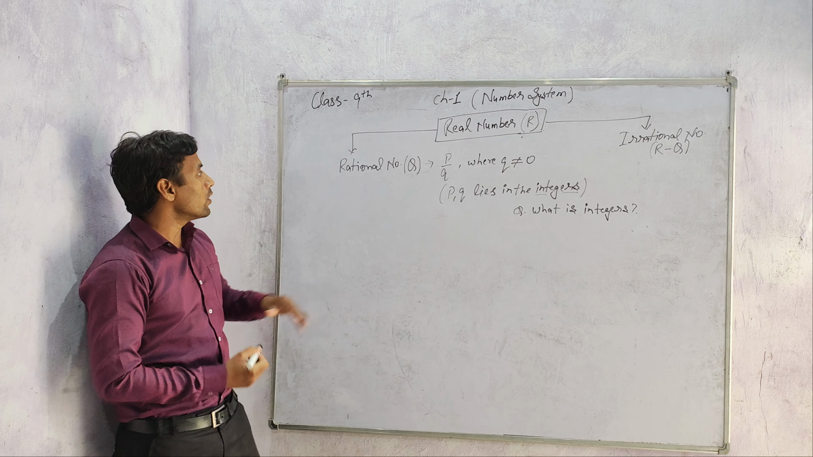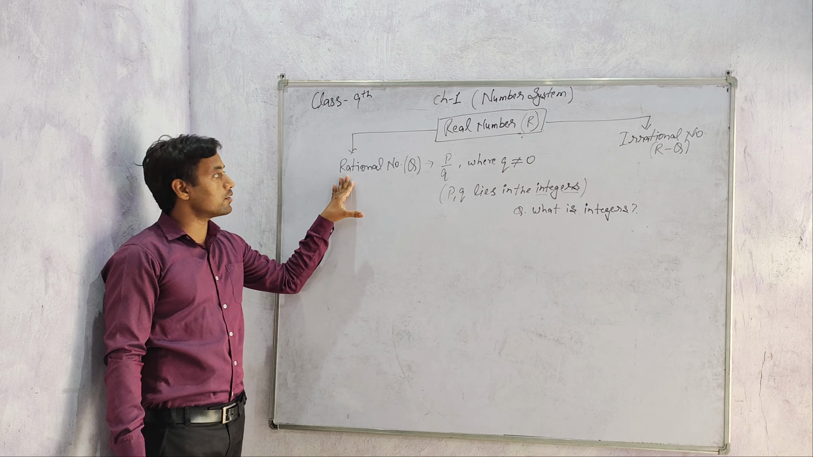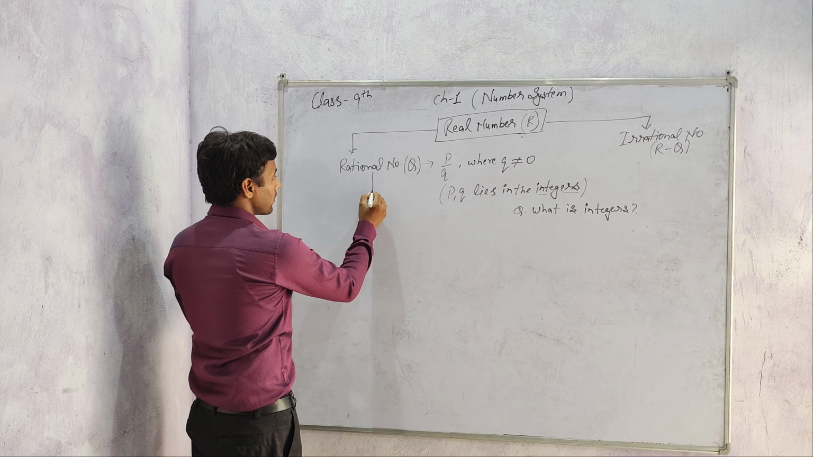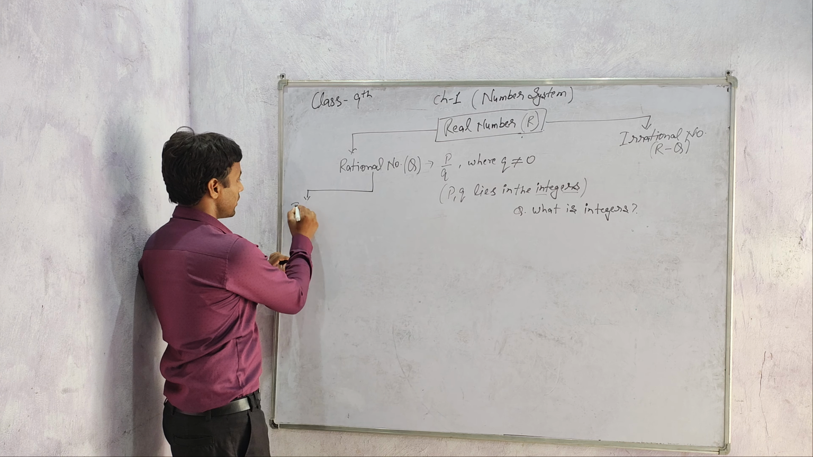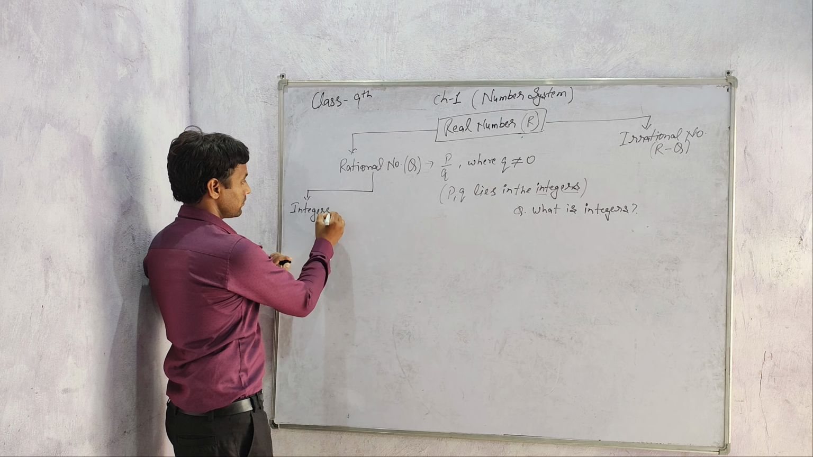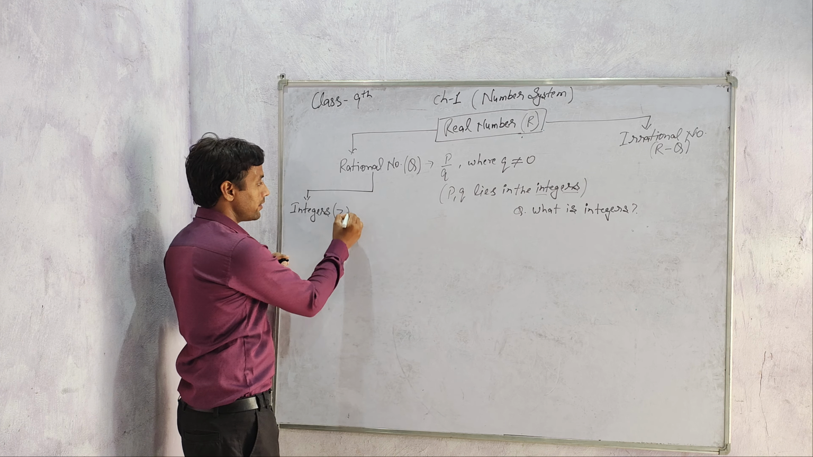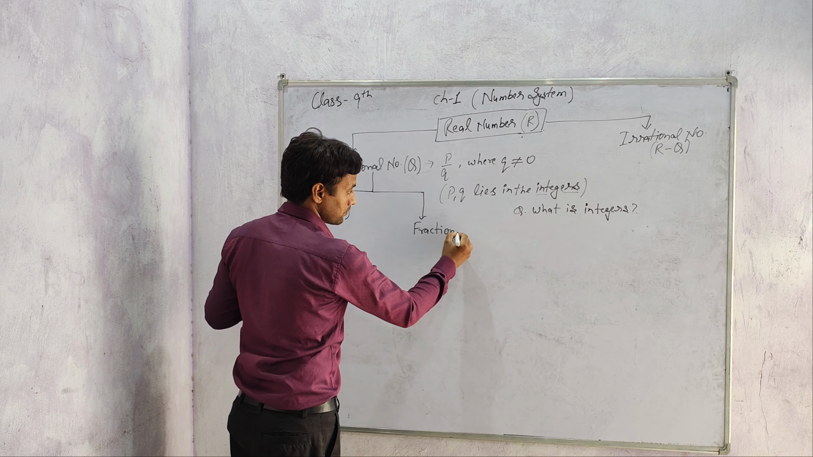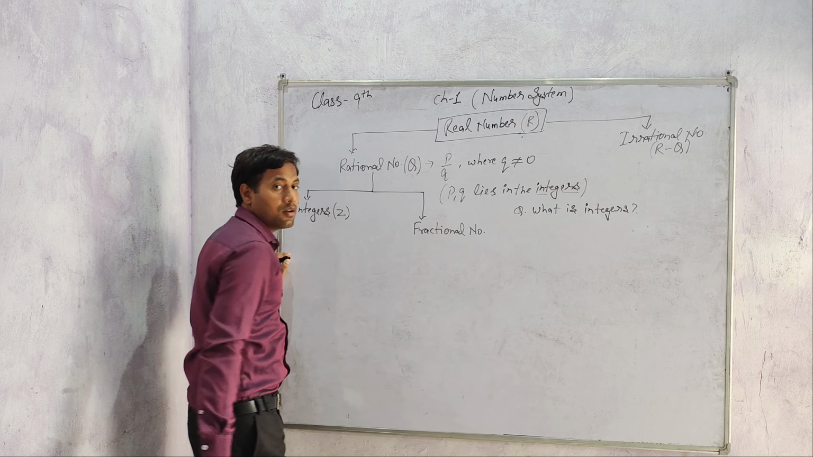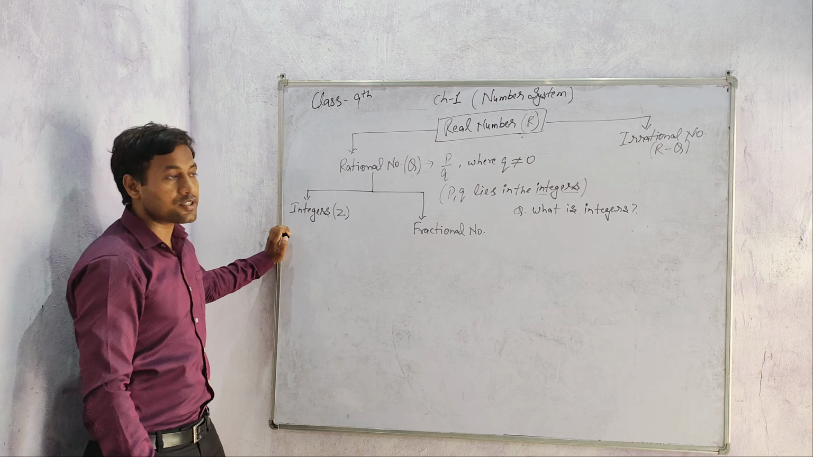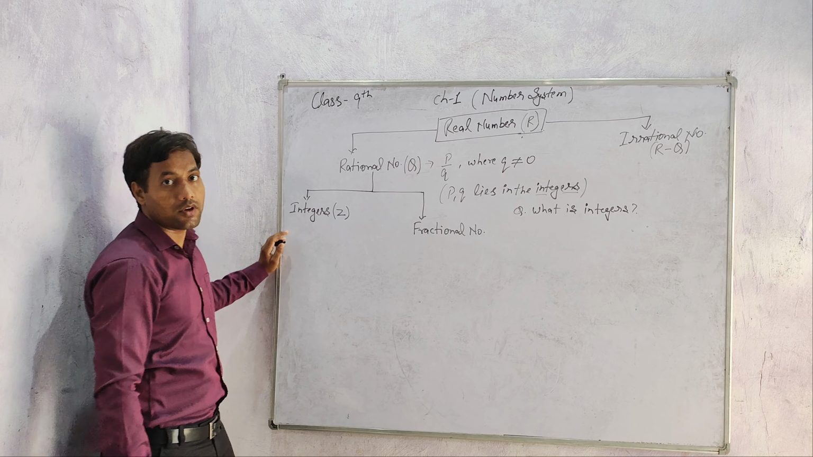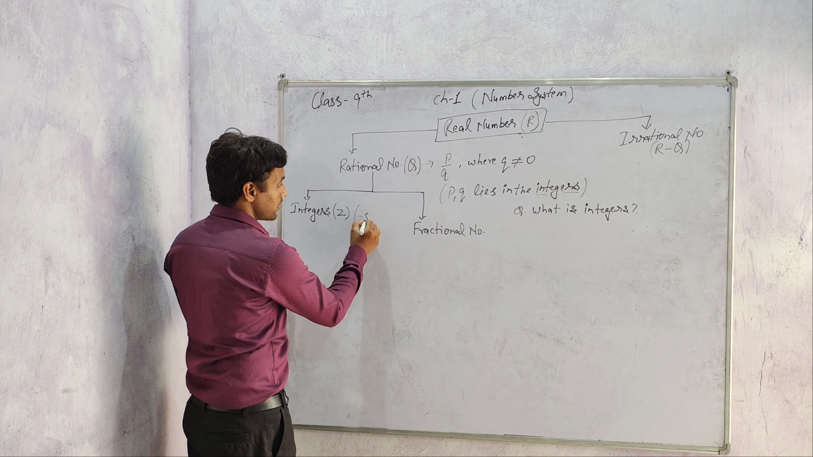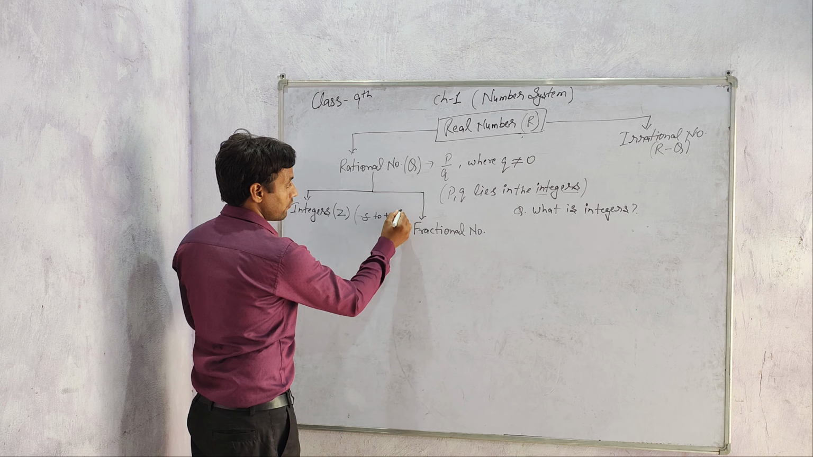Okay. Now take this point, rational numbers. If we further divide rational numbers into two parts, first is integers, which is denoted by capital Z, and the second one is fractional numbers. First we discuss integers. That means numbers which start from minus infinity to positive infinity.